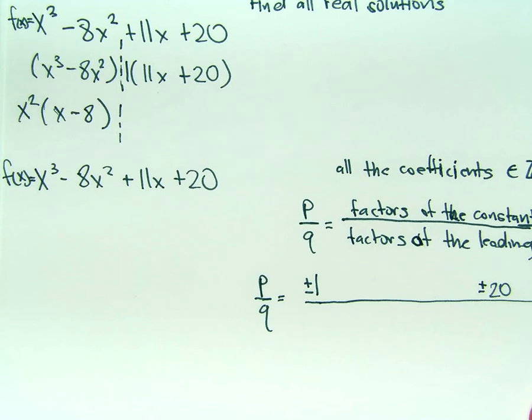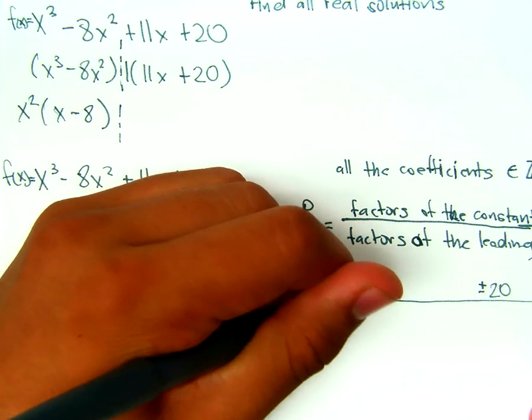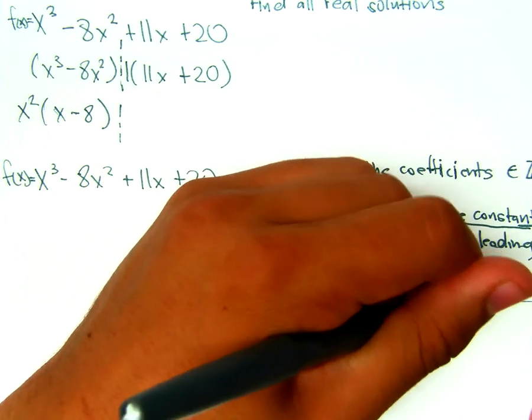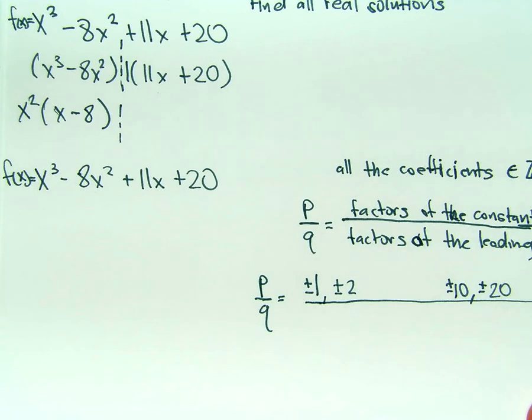Okay? Now is 2 a factor of 20? Okay, so we have 2. And then we have 2 goes with 10. Okay? Is 3?